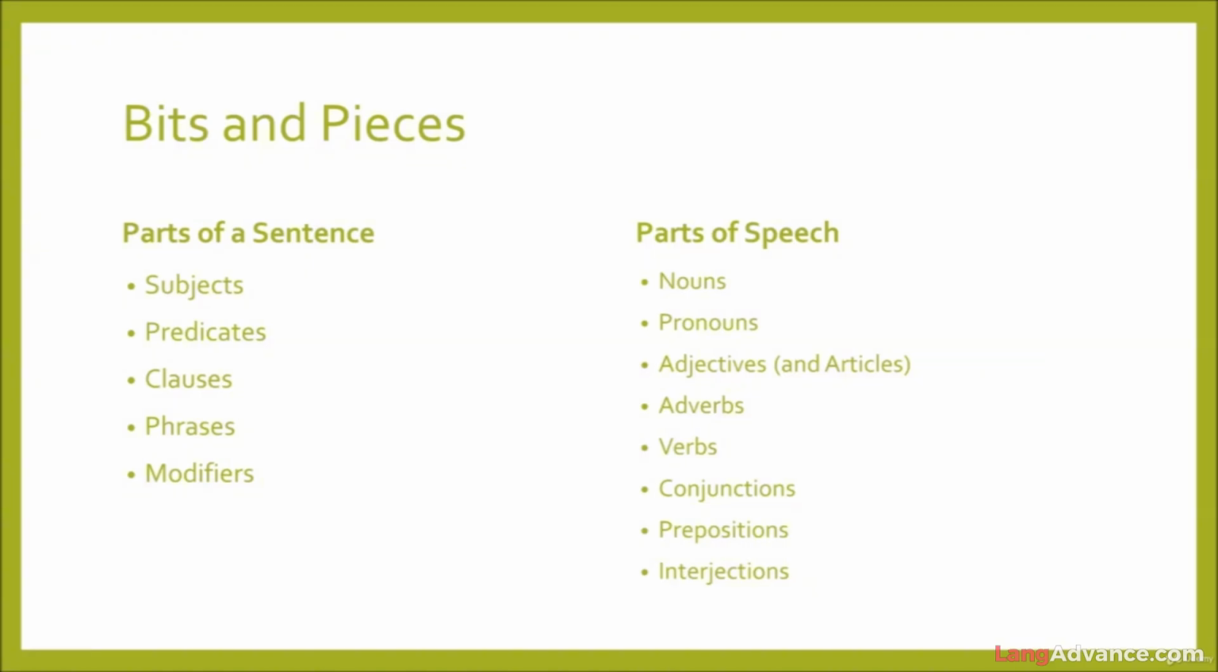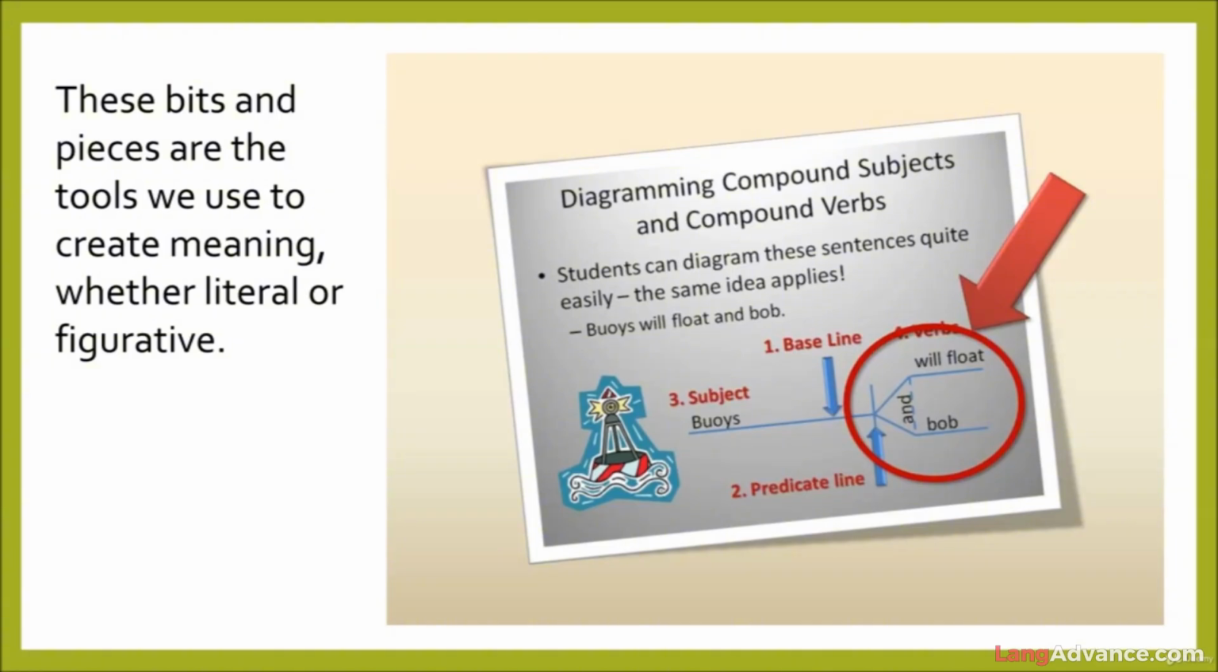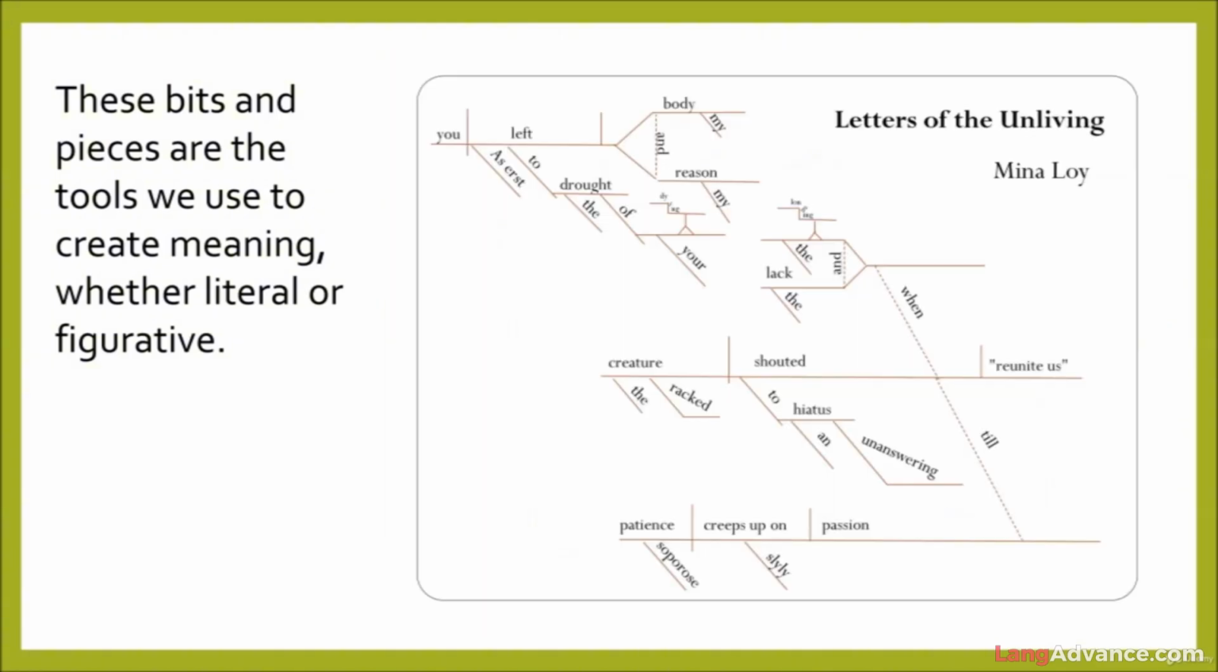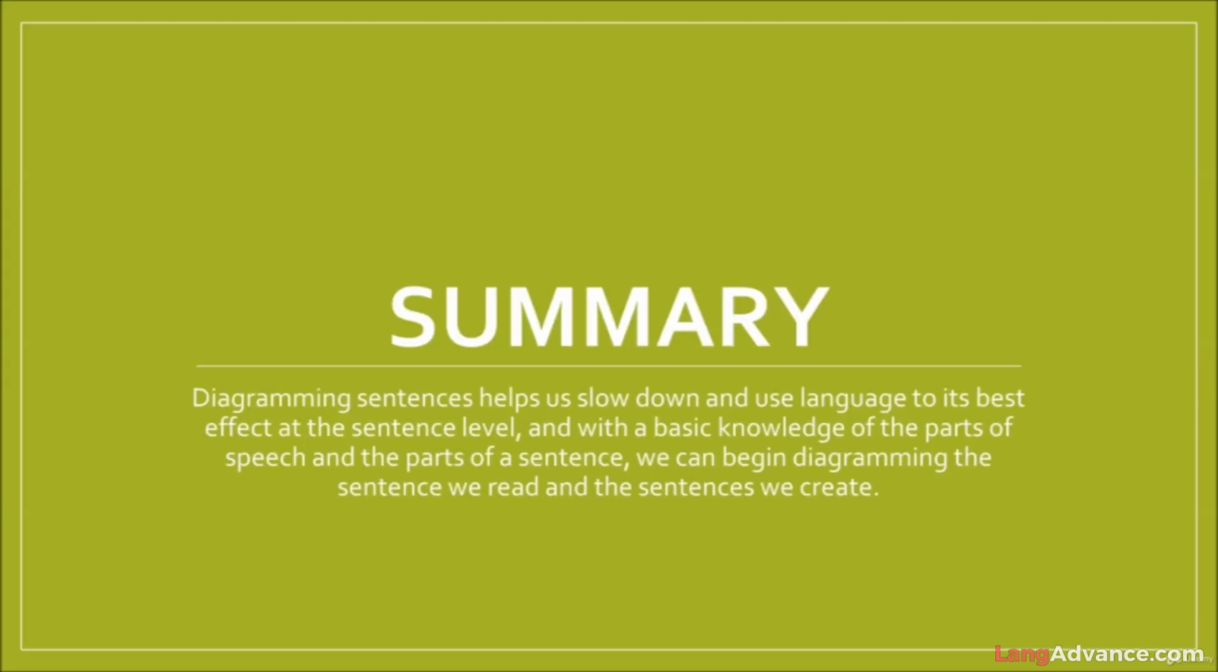There are 8 parts of speech: nouns, pronouns, adjectives, including articles, adverbs, verbs, conjunctions, prepositions, and interjections. There are 5 parts of a sentence: subjects, predicates, clauses, phrases, and modifiers. With a basic knowledge of just those 13 bits and pieces, we can begin diagramming sentences.